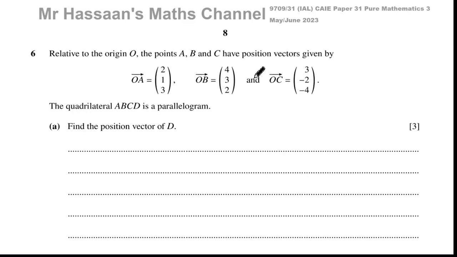I'm now answering question number 6 from the May-June 2023 Cambridge 9709 paper 3 variant 1, a question on vectors. In this question, we have been told that relative to the origin O, the points A, B, and C have position vectors given by OA = (2, 1, 3), OB = (4, 3, 2), and OC = (3, -2, -4). The quadrilateral ABCD is a parallelogram.